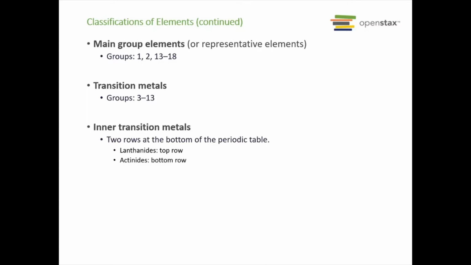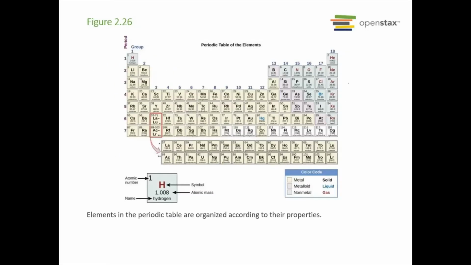So now we also have some other things. The main group elements, also called the representative elements. These are groups 1, 2, and then 13 through 18. Okay? 1, 2, and 13 through 18. So basically, the representative elements are the ones that they're sticking up. Okay? And so those are the representative.